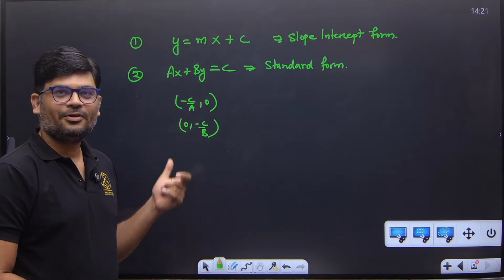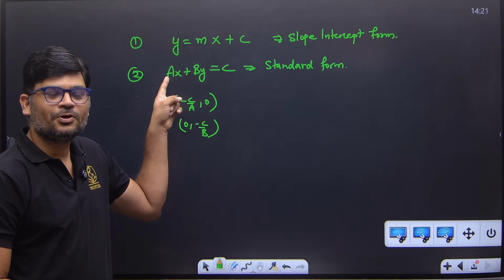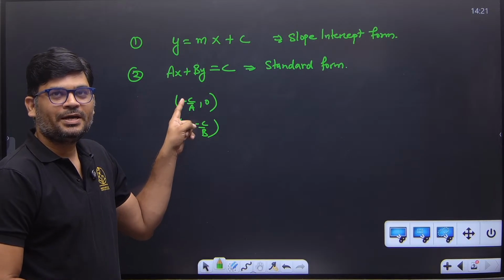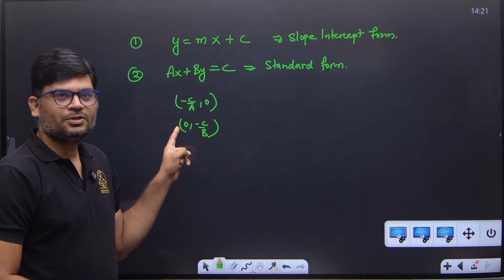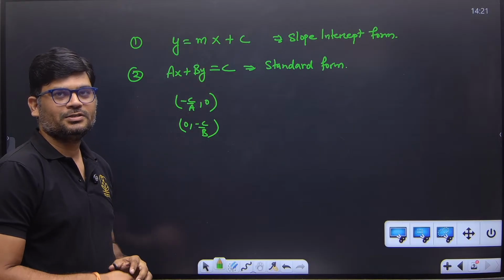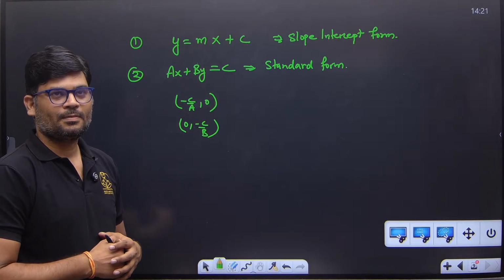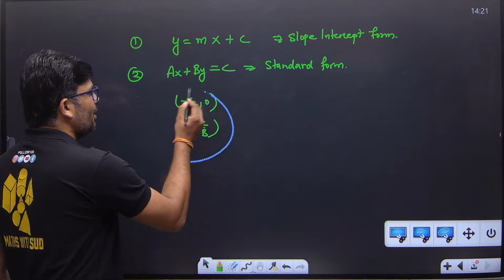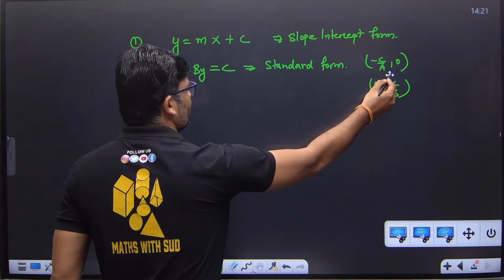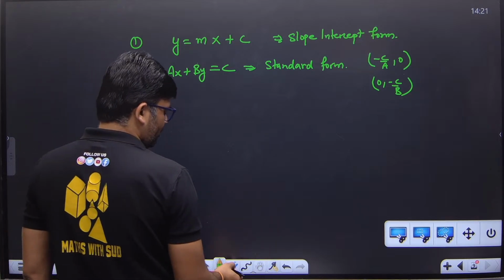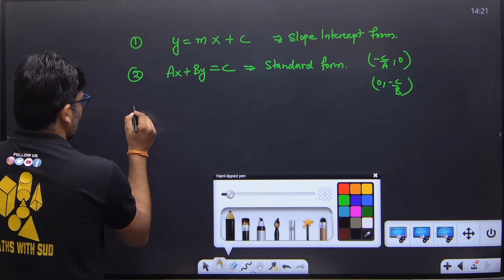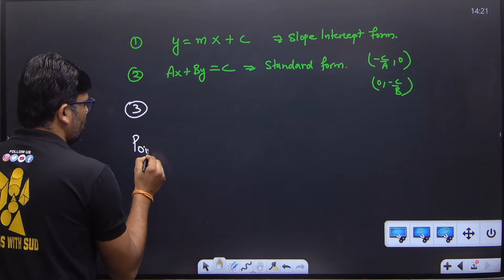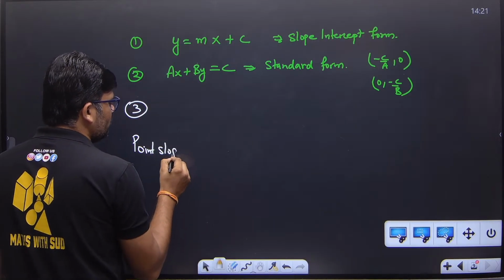Are you getting it? I am putting y as 0, so x is going to be minus c by a. And 0 comma minus c by b, where x is 0. Are you getting it? So you can find the 2 points like this, and if you have the 2 points, you can easily draw the graph. So that is the standard form. Then there is a point slope form. You know what is a point slope form?